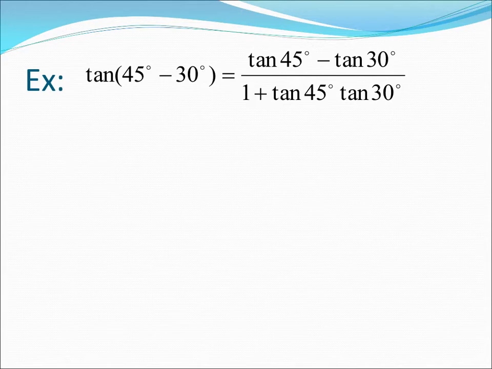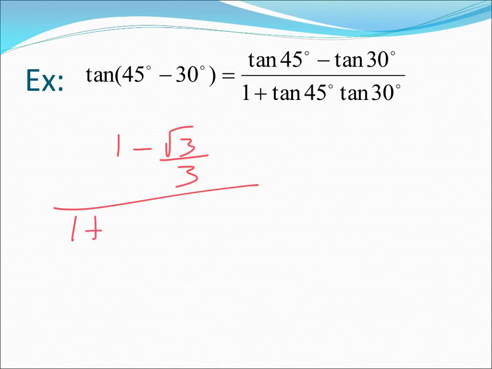The tangent of 45 is 1. The tangent of 30 degrees is radical 3 over 3. Then we're going to divide that by 1 plus 1 times radical 3 over 3. My 1 in my denominator doesn't really need to be there, so I'm going to get rid of that.